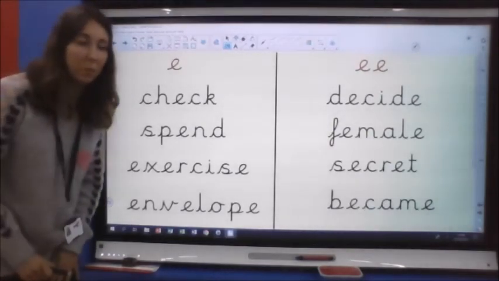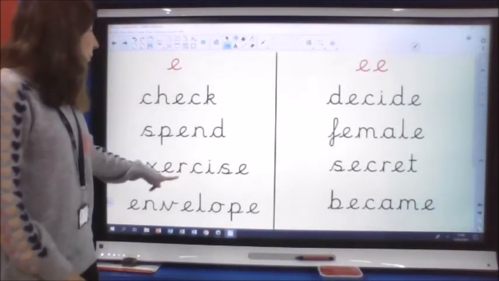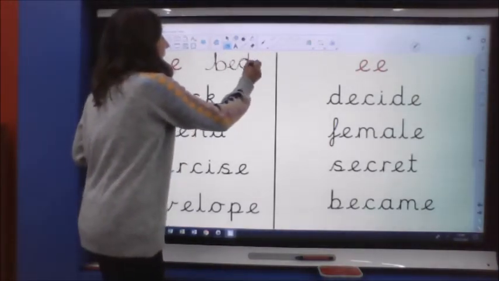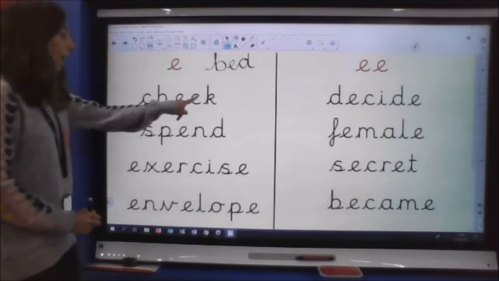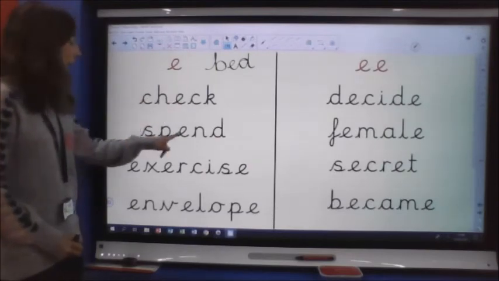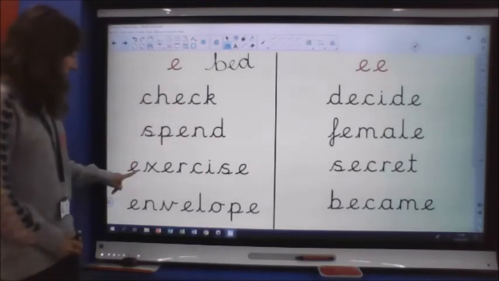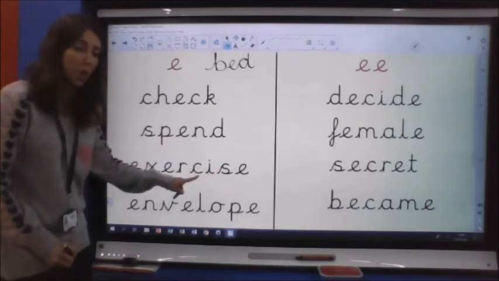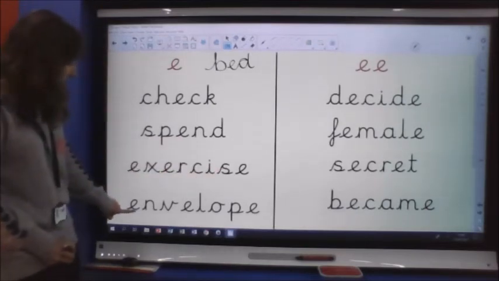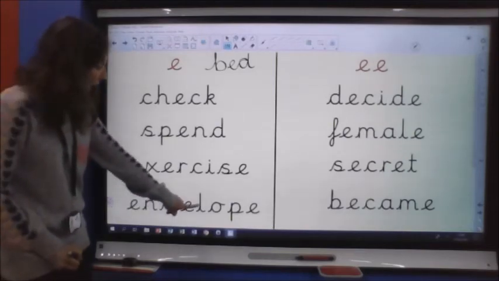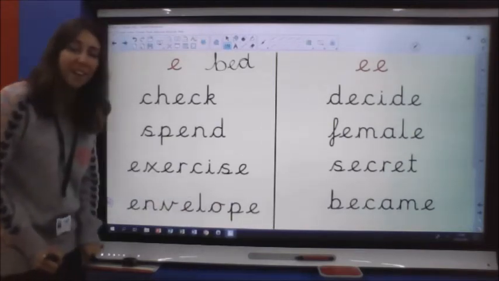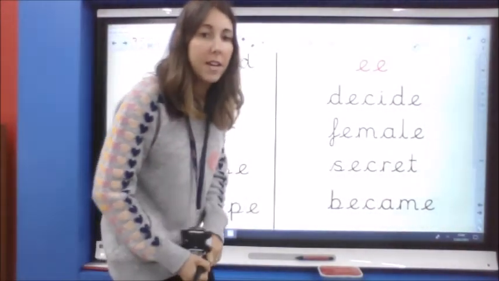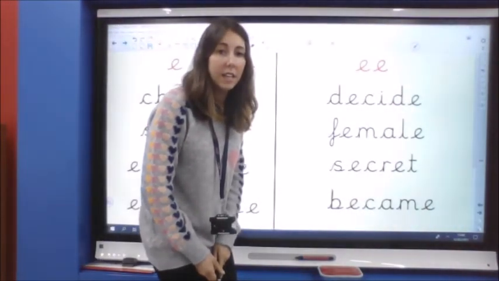Let's have a see how well you did. So these words all had the E making the E sound, like in bed, check, spend, exercise, another soft C, and envelope. Whereas these ones over here made the E sound.